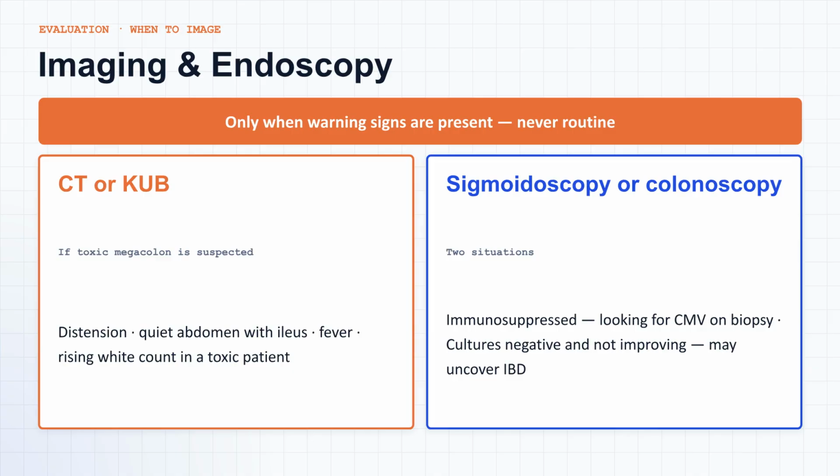Get a computed tomography scan or a plain abdominal film if you are worried about toxic megacolon. The clues are abdominal distension, a quiet abdomen with ileus, fever, and a rising white count in a patient who looks toxic. Move to sigmoidoscopy or colonoscopy in 2 situations: the immunosuppressed patient, where you may be looking for cytomegalovirus on biopsy, and the patient whose cultures are negative but who is not getting better. In that second group, you may be uncovering inflammatory bowel disease. And one safety point: when you suspect toxic megacolon, imaging comes before any endoscopy.